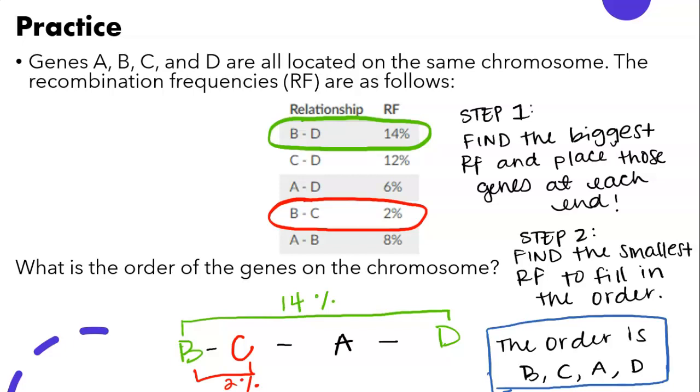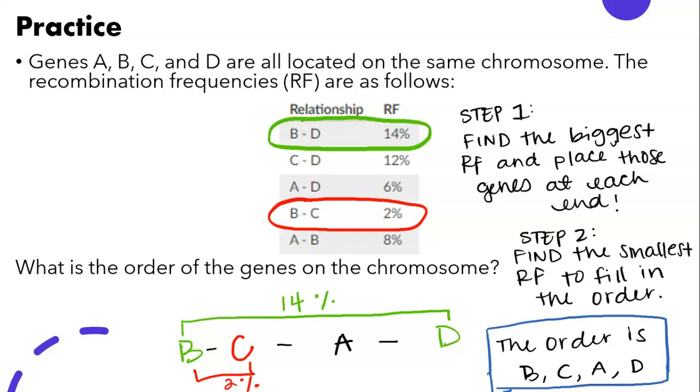And so my first step is always to circle the biggest recombination frequency and the smallest, right? And so the green has the largest number, 14%, and then red has my smallest number at 2%. What I like to do is find the biggest recombination frequency first, and then I know that's going to be the end, right? Because B and D have the biggest recombination frequency, that means they're going to be the furthest apart. So B and D are going to be the genes at the end.